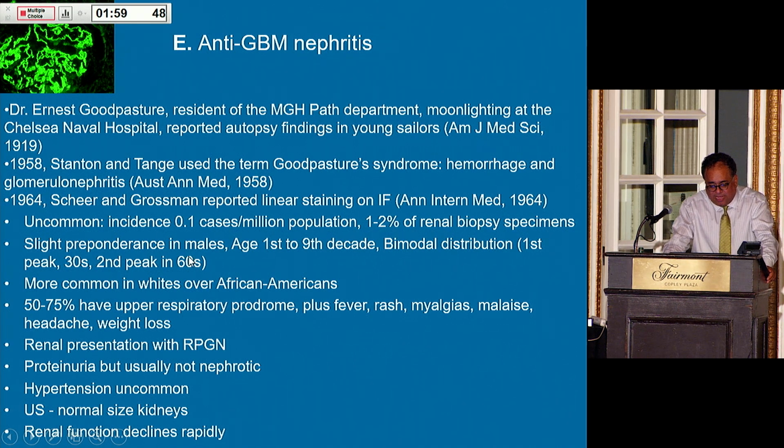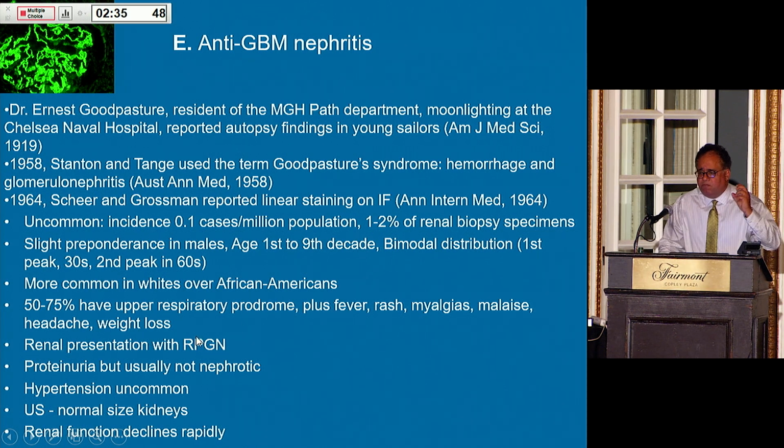I think the most remarkable aspect that you should be cautious about is that sometimes they present in the history with an upper respiratory prodrome, which occurs in the literature in about 50 to 75% of cases that are reported. And usually you think, this must be a vasculitis, an ANCA-associated vasculitis. Don't be misled by that. Also, some patients can have fever, rash, myalgias, malaise, headaches, weight loss. Not clear. In the cases I've seen, I've seen the fever, I've seen the malaise, I haven't seen a rash, but I've only seen maybe half a dozen cases in real life.